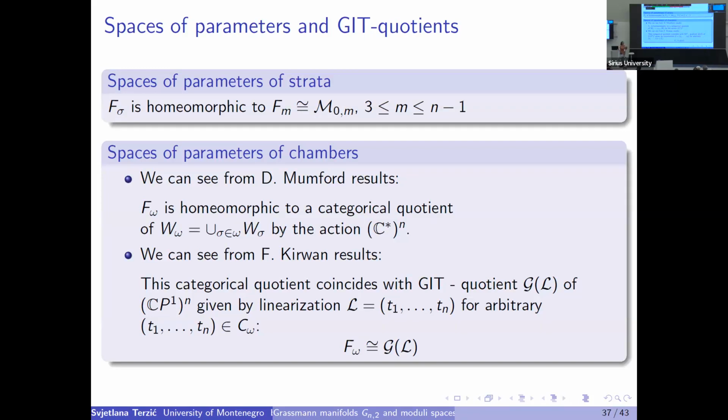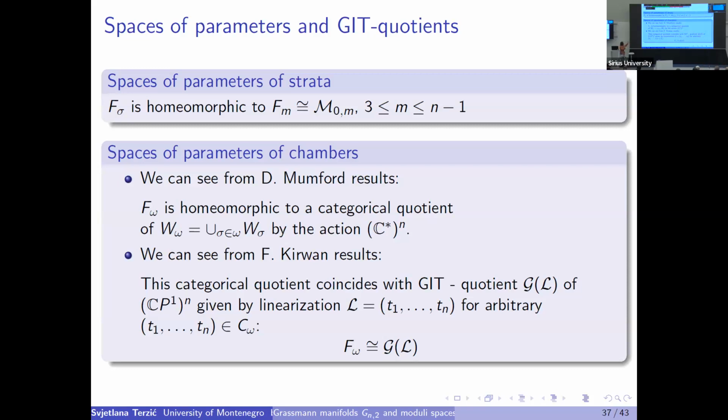So the spaces of parameters of any stratum can be seen as the moduli spaces of n-pointed curves of genus 0. Then one can combine the results of David Mumford and Kirwan. He proved that, but with completely different approaches. One can see this from their results.